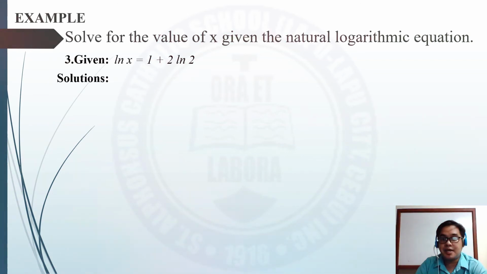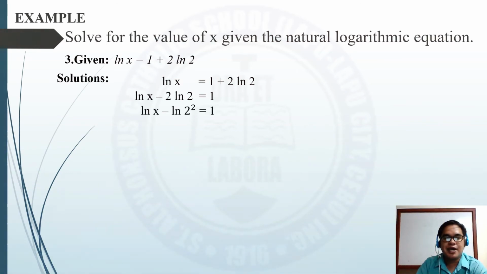First is to copy the equation, and after that we are going to transpose 2 ln of 2 to the other side of the equation, and it will become ln of x minus 2 ln of 2 is equal to 1. Next is to use the power rule of the logarithm. So our equation becomes ln of x minus ln of 2 raised to 2 is equal to 1.